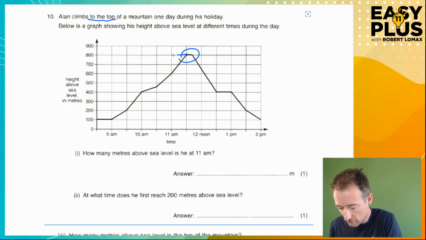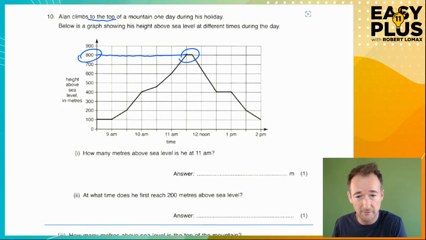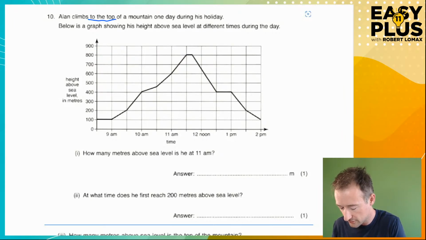Well, you just read across in a straight line. It's 800 meters. Okay? You can do that with a ruler in the exam. It's a bit hard for me to do that on my shiny screen, and I'm lazy. And also we've got these nice helpful guidelines on the graph to help us.